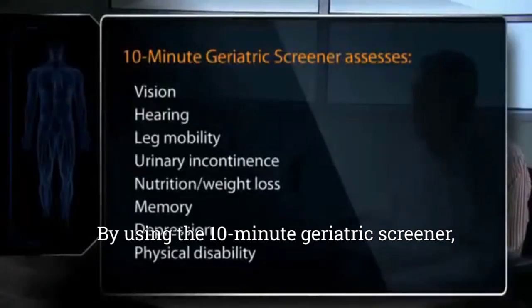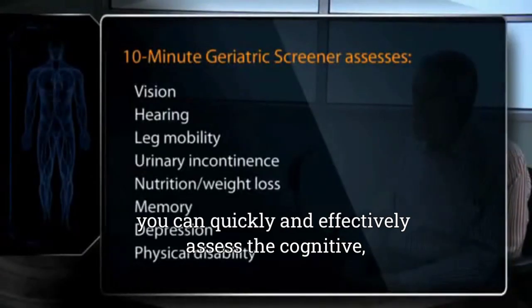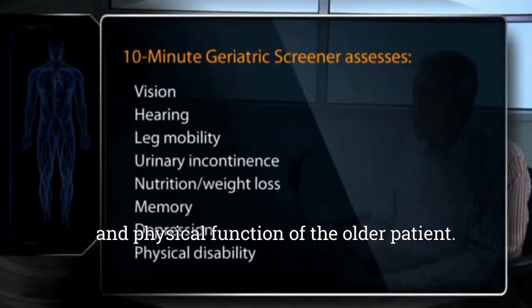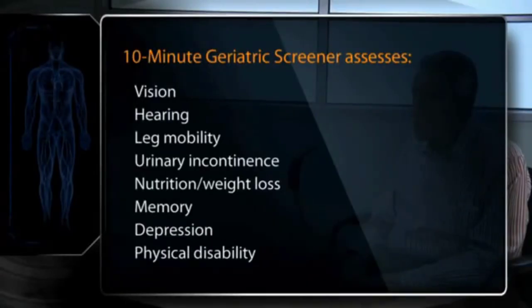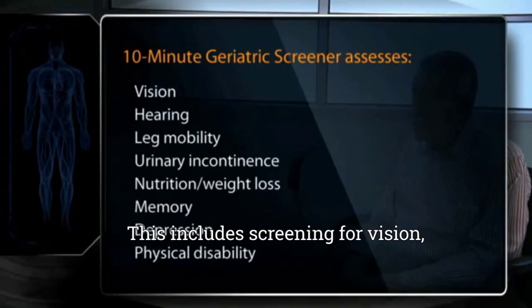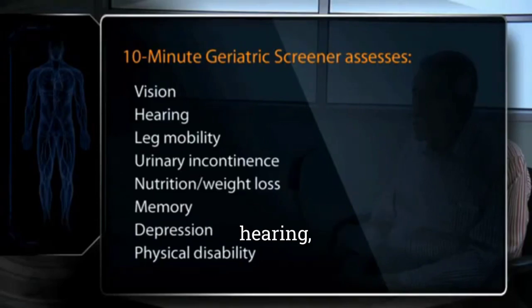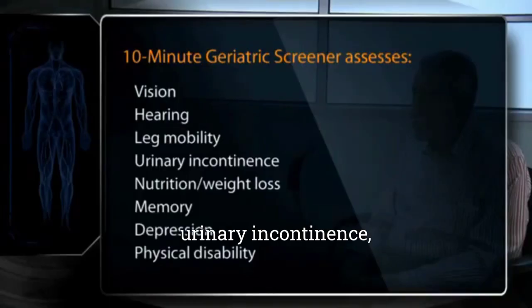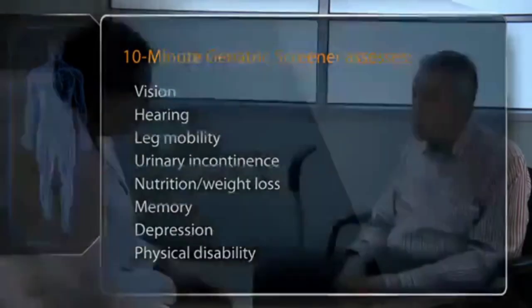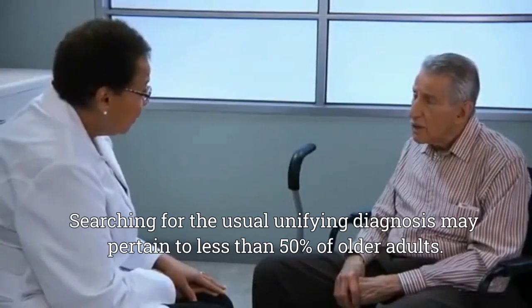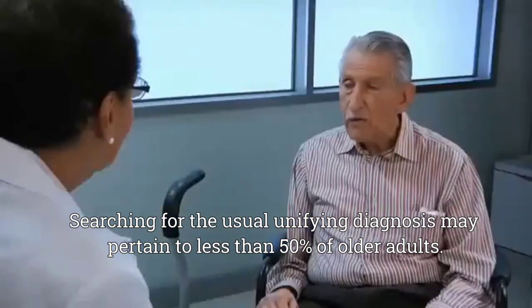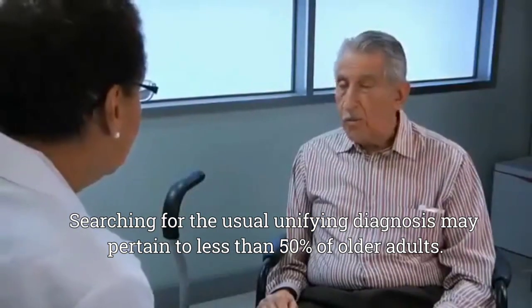By using the 10-minute geriatric screener, you can quickly and effectively assess the cognitive, psychosocial, and physical function of the older patient. This includes screening for vision, hearing, leg mobility, urinary incontinence, nutrition and weight loss, memory, depression, and physical disability. Searching for the usual unifying diagnosis may pertain to less than 50% of older adults.